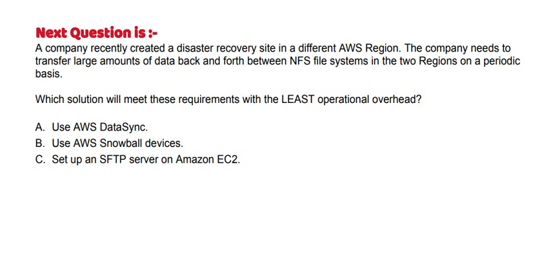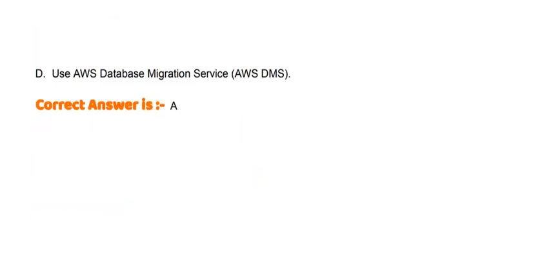Option A: use AWS DataSync. Option B: use AWS Snowball devices. Option C: set up an SFTP server on Amazon EC2. And option D: use AWS Database Migration Service. And the correct answer is option A.